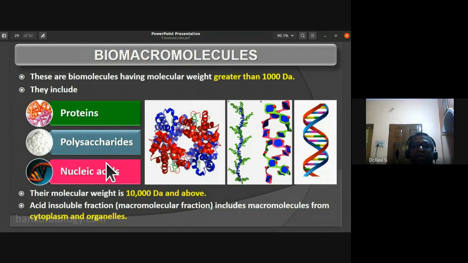They are acid insoluble components. Their molecular weight is 10,000 Daltons and above. The acid insoluble fraction contains these macromolecules. It includes macromolecules from cytoplasm and organelles, that is, the cell organelles.